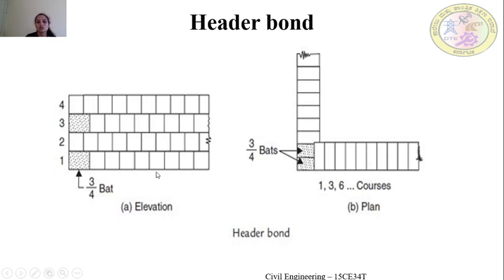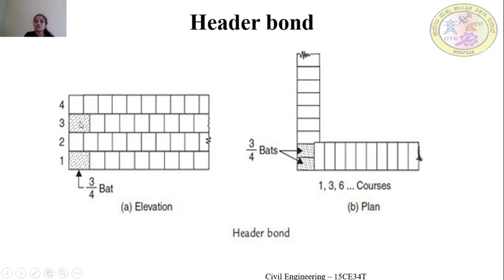Now we'll have a look into the elevation as well as the plan. Coming to the elevation, since this is the header bond, header facing bricks have been laid in all the courses. But when it comes to the quoin places, what is a quoin? The external corner of the wall. At the quoin places, just to break the verticality, we have used the bat. We have discussed various terms like bat and closure. All these bats or closures can be utilized to break the vertical joints. So in header bond at the quoin places, we will utilize the 3/4 bat.